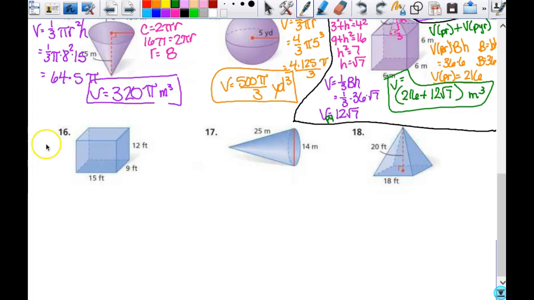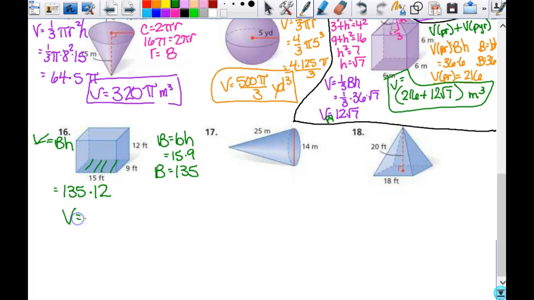Volume here. Volume is big B times h. Big B is base times height. What's the base and the height of the base? 15 times 9. B is 135. So I could do 15 times 10, which is 150, but then I take a 15 away, and that's how I get 135, right? So this gives me 135 times 12. What is it? 1,620. Y'all agree with that?